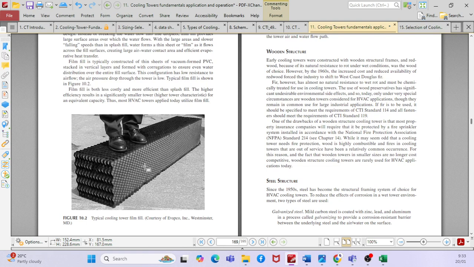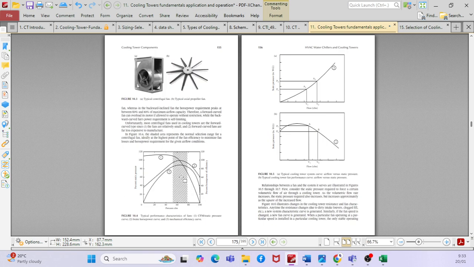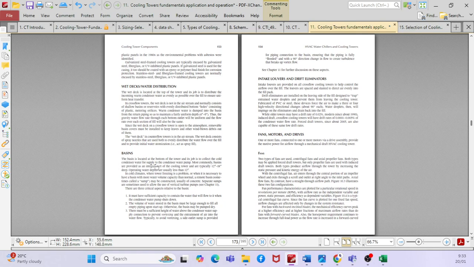That means the air gets cooled and the towel gets dried, because it will try to absorb the heat from the towel, right? Basically, yes. The same concept is here as well. So this is called the film fill, and you can say your water basically trickles down to this fill.